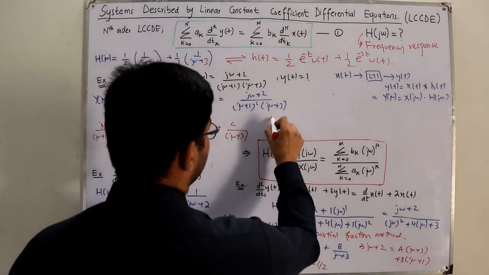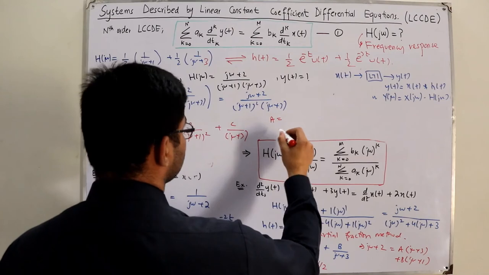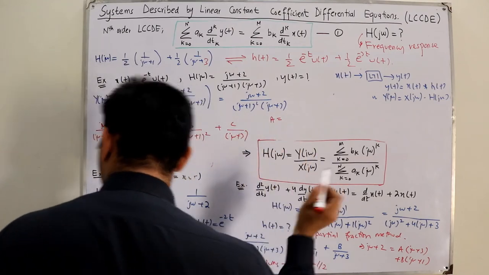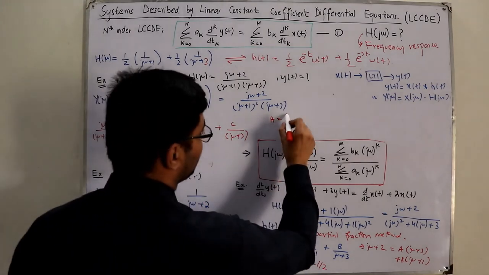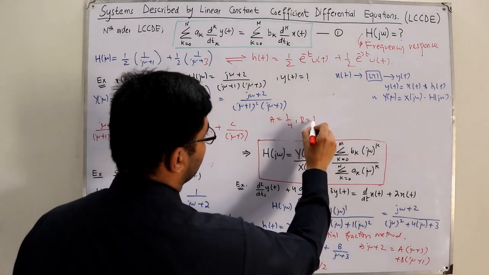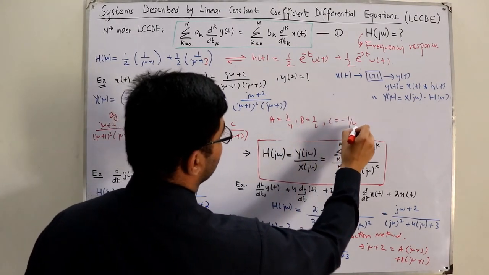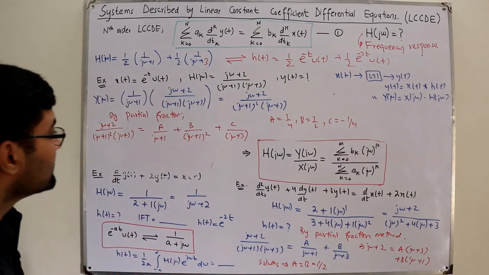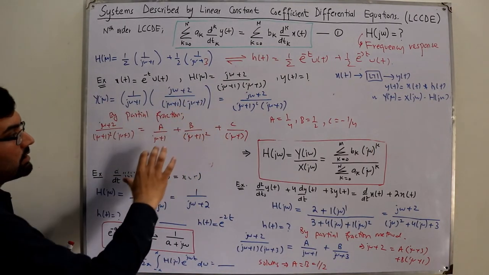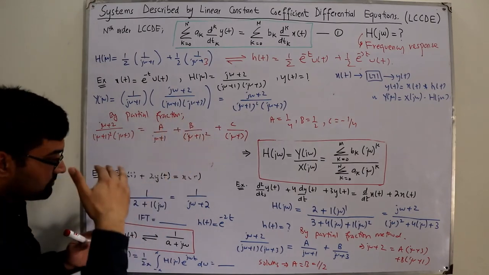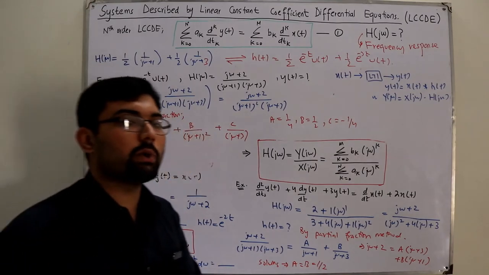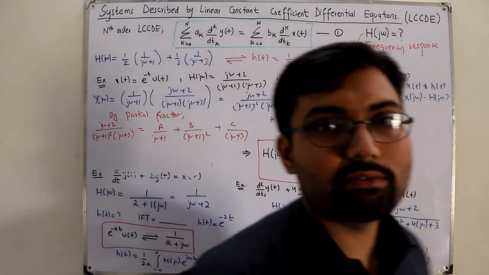So my A would come out to be 1 over 4, B is 1 upon 2, C is minus 1 over 4. You know the steps to solve this. The LCM is this thing, you multiply it on both sides. To calculate one constant, you take the other terms to be 0, and so on for the third term.